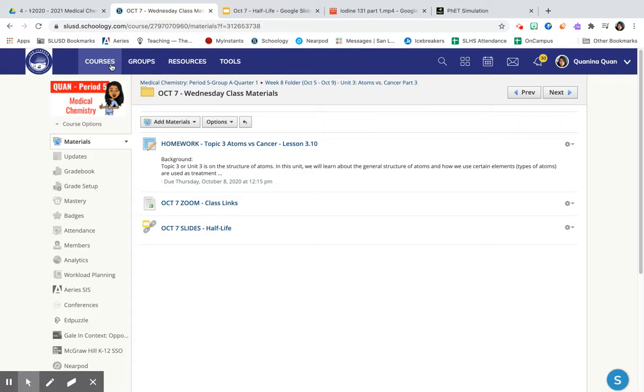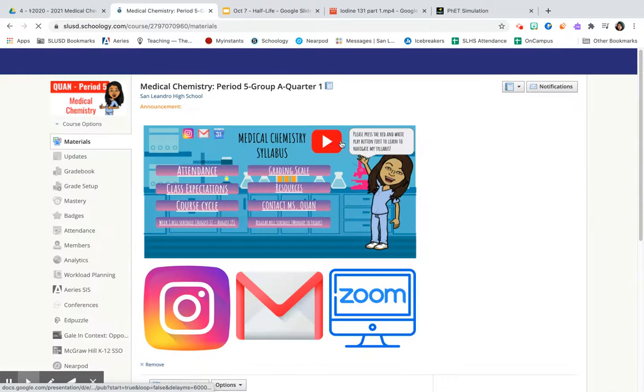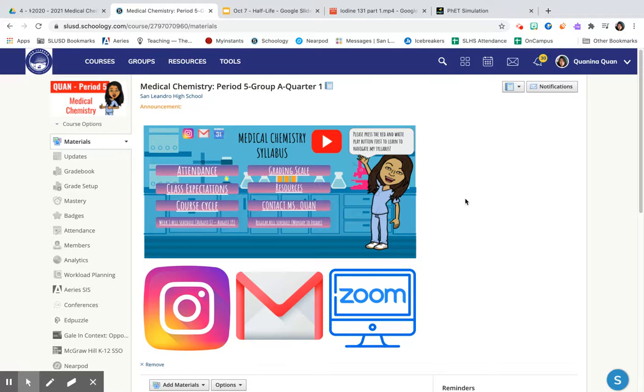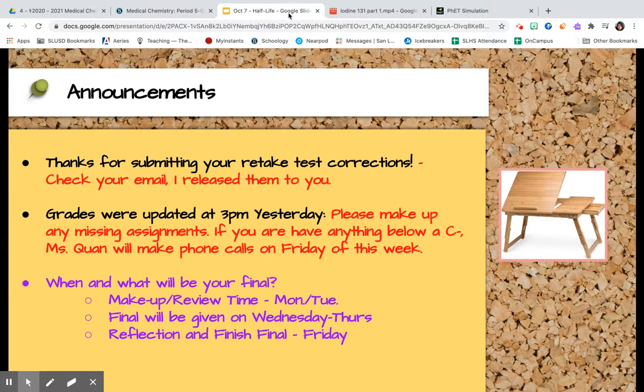And also a reminder that if you don't know how to figure out your grade and stuff like that, if you go onto your Schoology page, all the details on how to figure out your grade and make up assignments is listed here, right, on the right-hand side. So if you click on this, make up missing assignments and retake for medical chemistry, that should help you out in terms of figuring out your makeup assignments.